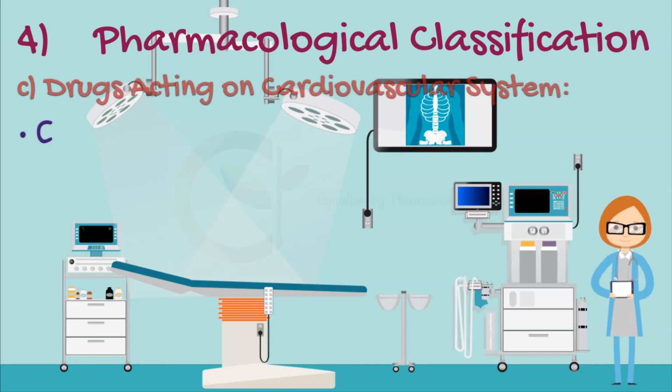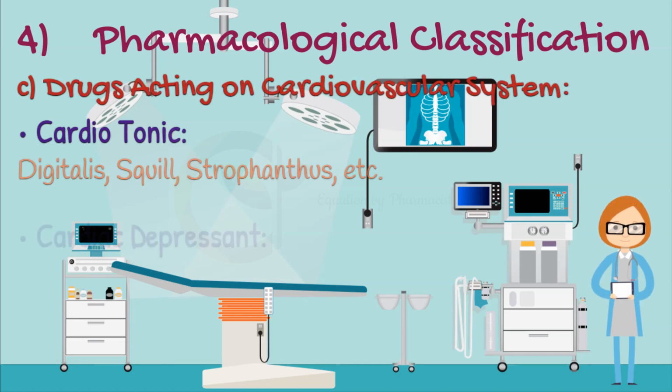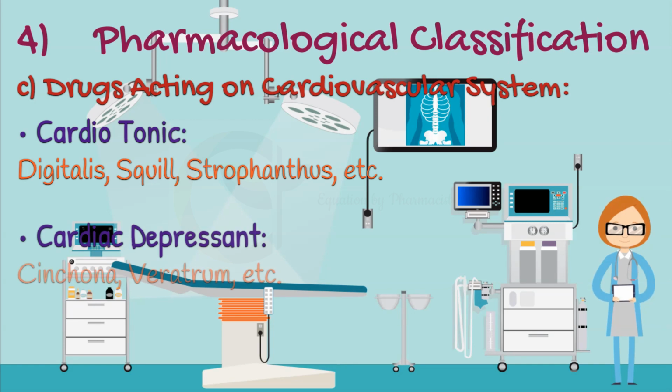Third category includes drugs acting on cardiovascular system. These are cardiotonic. For example, digitalis, squil, strophanthus, etc. Cardiac depressant. For example, cinchona, veratrum, etc.